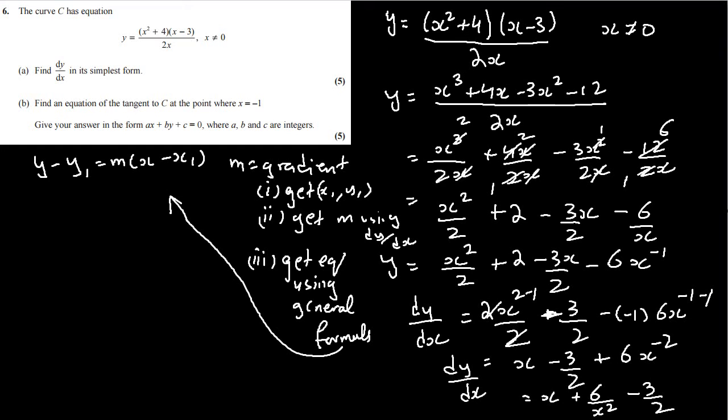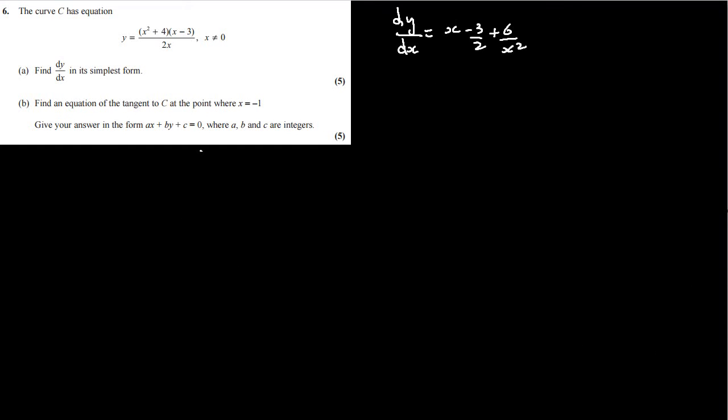I'm gonna clean up the board a bit. So here I have the derivative that we had. Recapping what we said, we need to find m, we need to find x1 and y1, and then use the equation y minus y1 equals m into x minus x1. That will give us the equation of the tangent we're looking for.